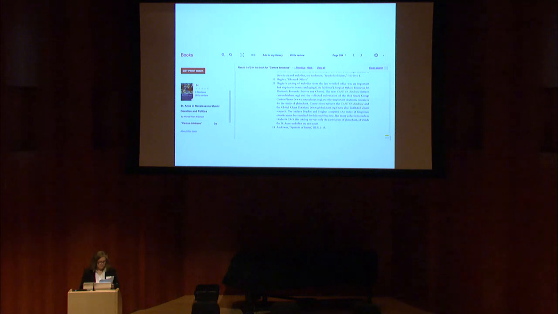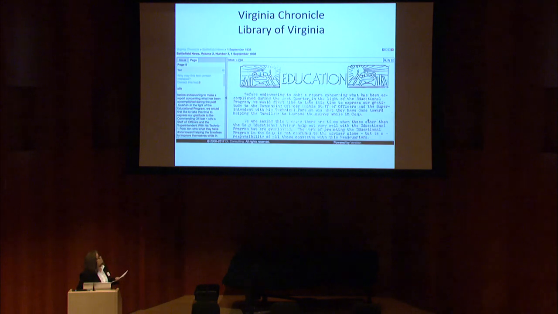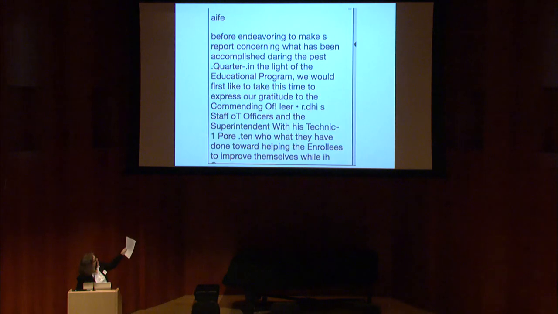The handwriting in manuscripts, as opposed to print, is harder to teach computers to read. Even when the computer is reading print, the output can be garbled, as you can see here. Now, this is the Virginia Chronicle. This is actually a crowdsourced project. And there's the original newspaper, newsletter maybe. On the left-hand side, you'll see the output. And you can see it's not exactly English.